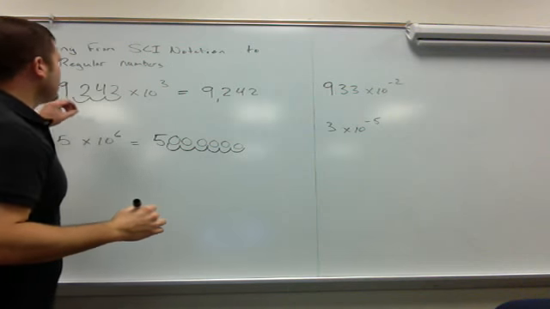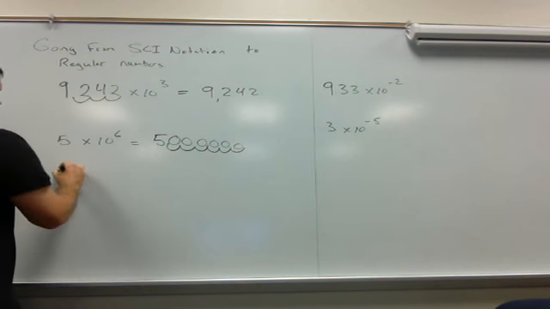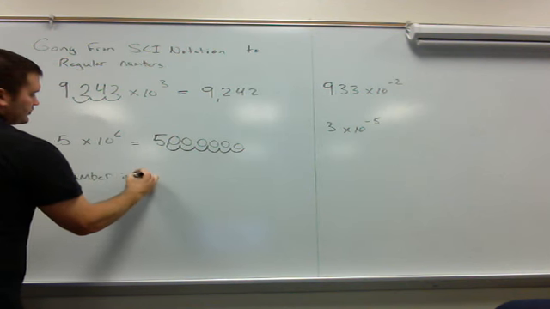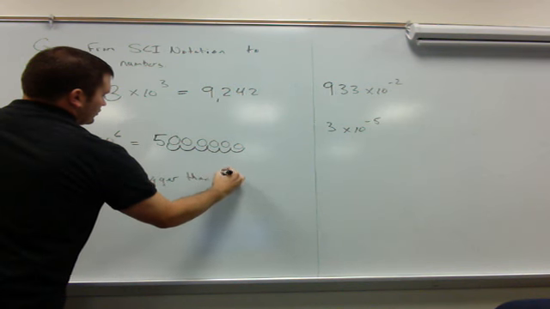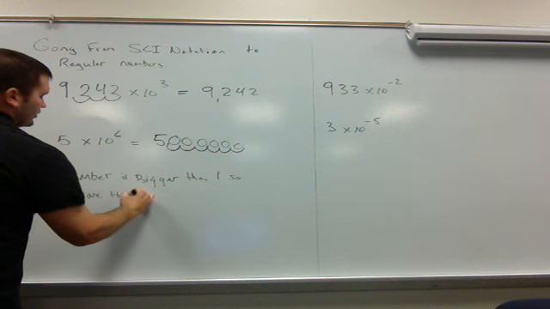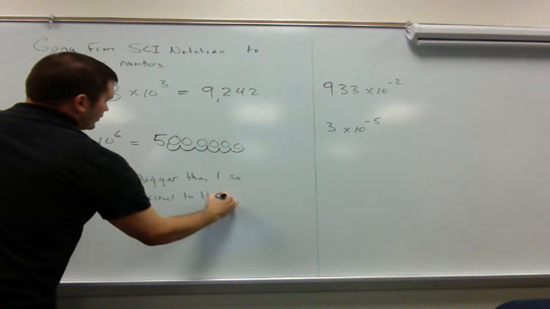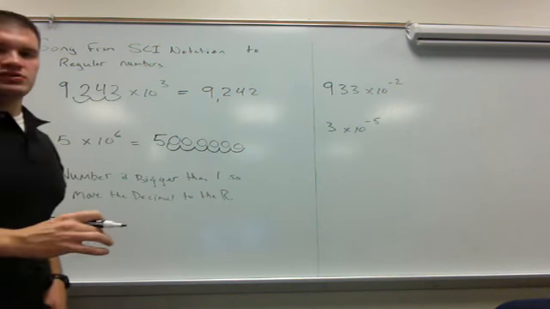So, long story short, when the power is positive, the number is bigger than 1. So move the decimal to the right. And this is for going backwards, not going into scientific notation, right?